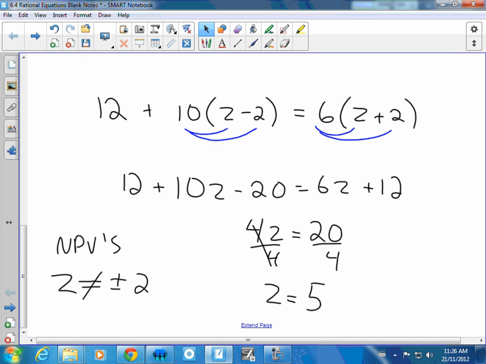Now, our answer is 5, so is it okay? Could you actually test that answer if you wanted to? Yeah, you go back to the original equation. Well, you will on the test, right? You will check that. Okay, next one.